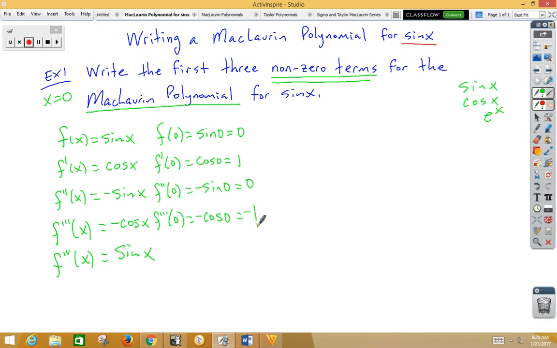Now obviously the fourth derivative at 0 is going to be 0 because we're back to sine x. So now we're back to a pattern. So our fifth derivative would be cosine of x, and our fifth derivative at 0 would again be 1. Well, now we have 1, 2, 3 non-zeros.